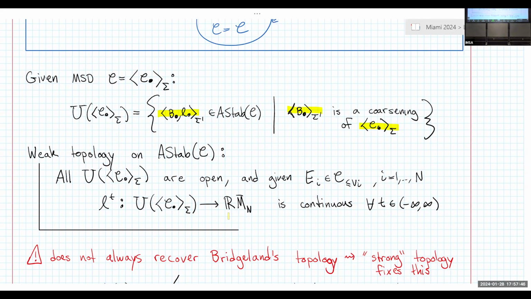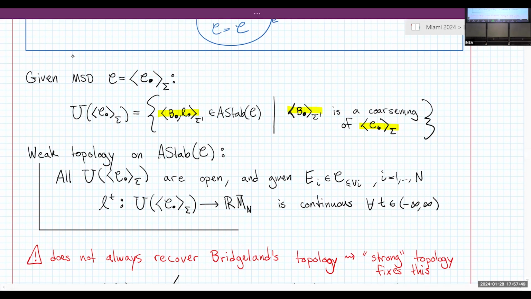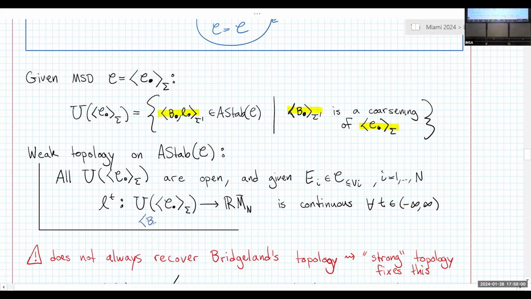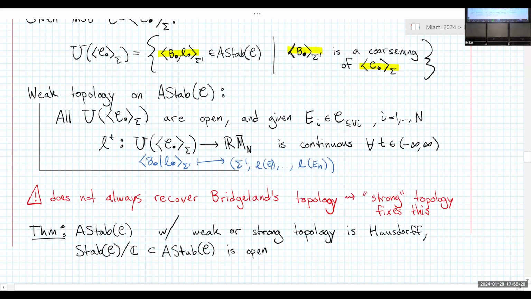So the image here: the decomposition B along with these functions L is taken to the multiscale line, which is now just sigma prime, and then the marked points L of E_N. And that will be a multiscale line. So there's a little bit of a warning, something that I'm not going to get into the details of, but this does not exactly recover, or at least in general it does not recover, Bridgeland's topology.